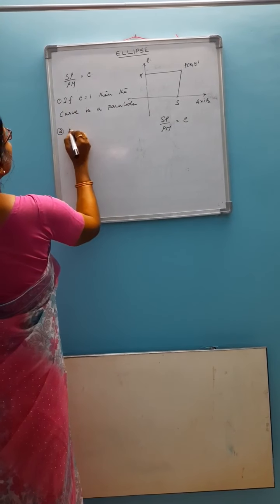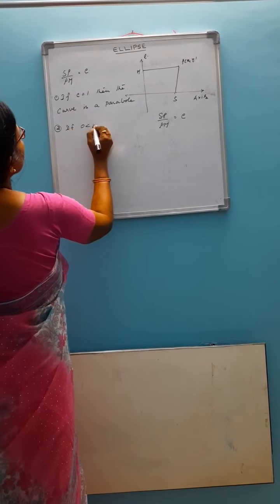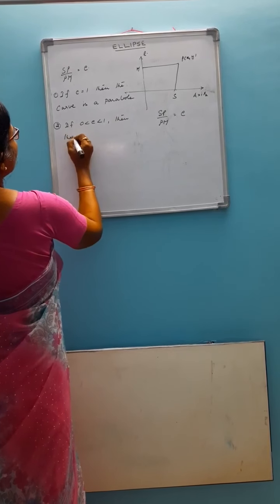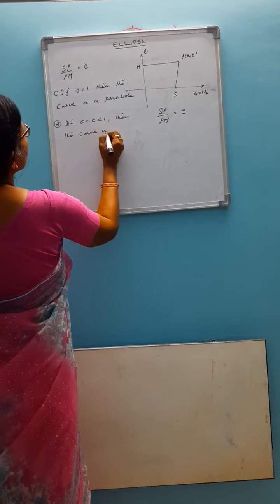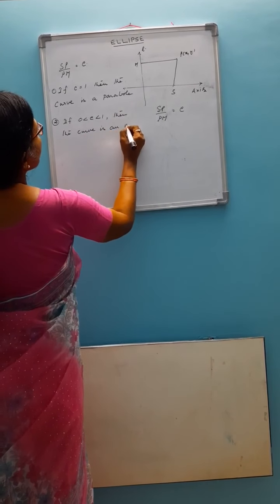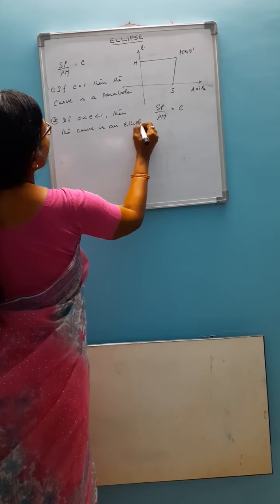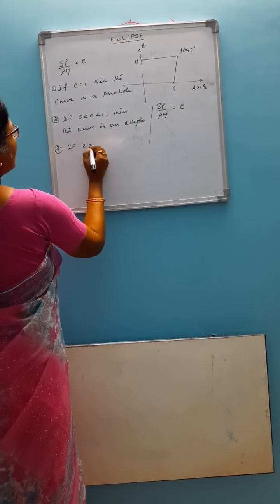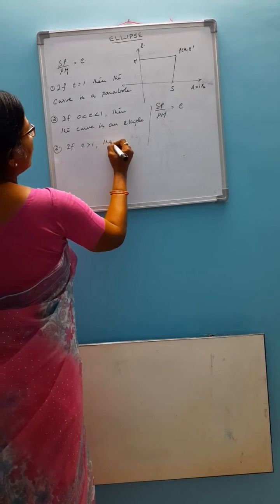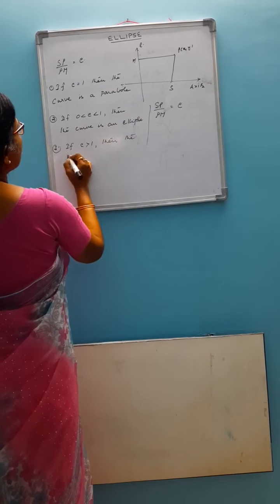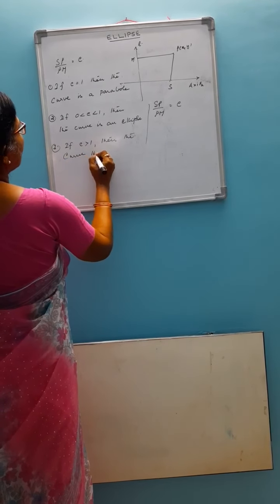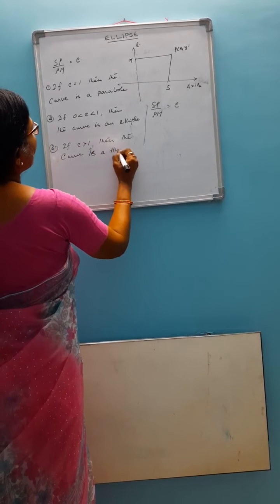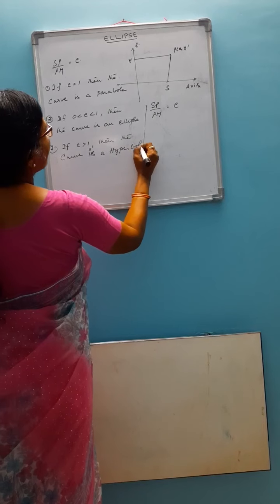If 0 is less than e is less than 1, then the nature of the curve is an ellipse. If e is greater than 1, then the curve is a hyperbola. Okay?